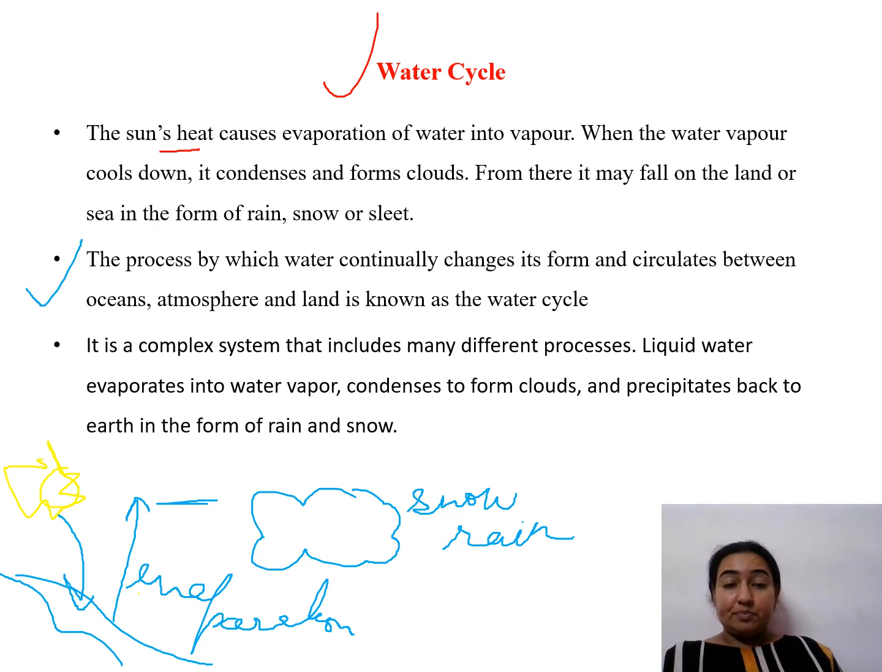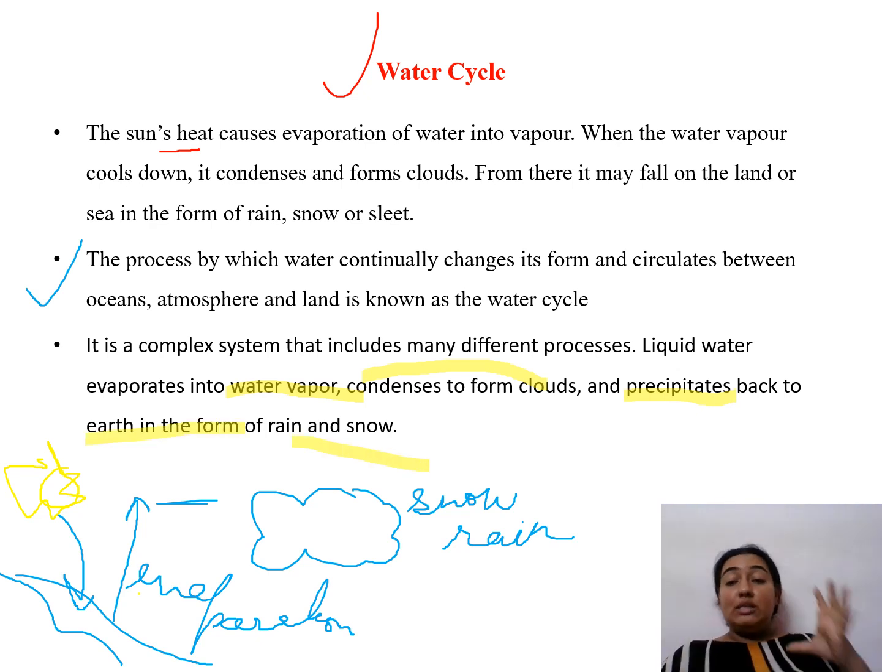Now, water vapor condenses to form clouds, and precipitates back to the earth in the form of rain and snow. So these are the different processes of the water cycle.